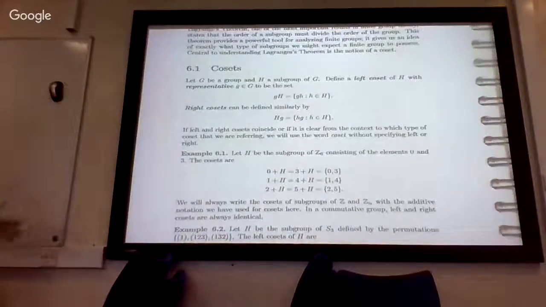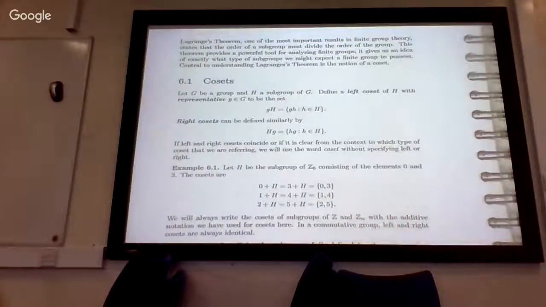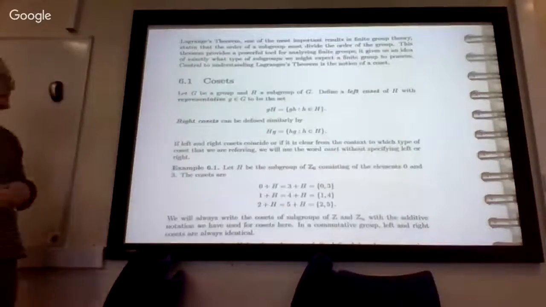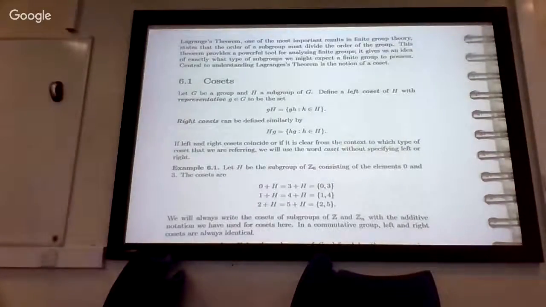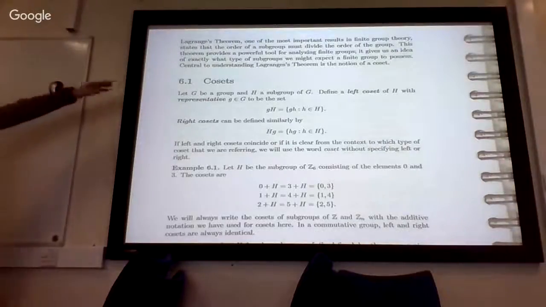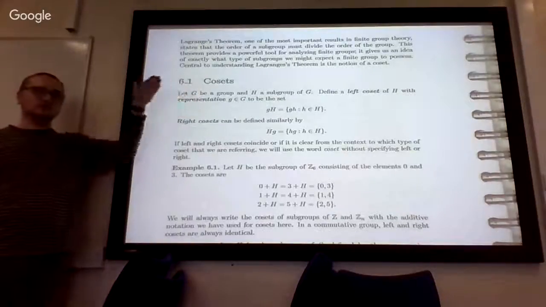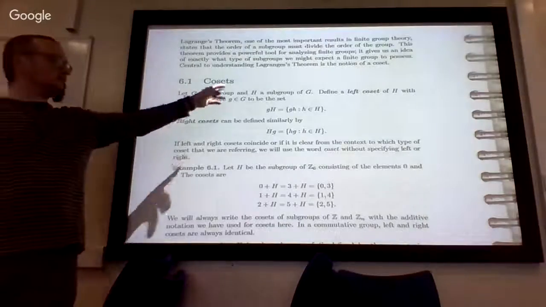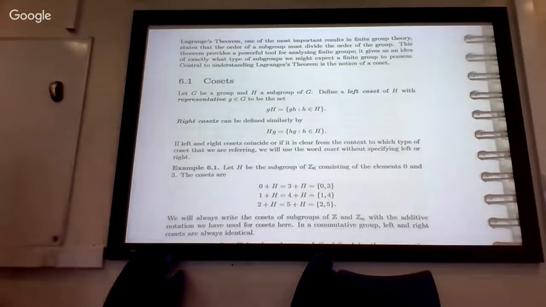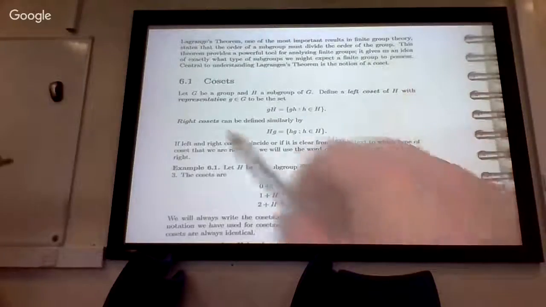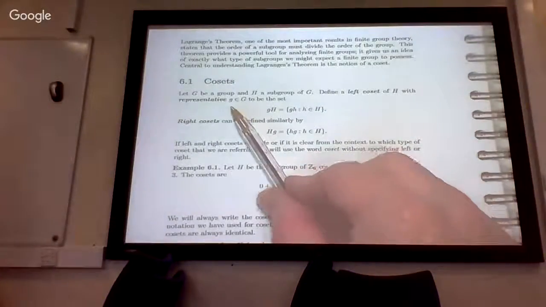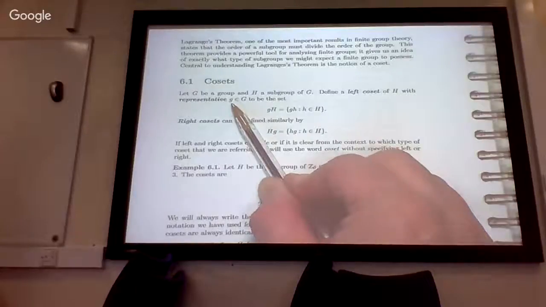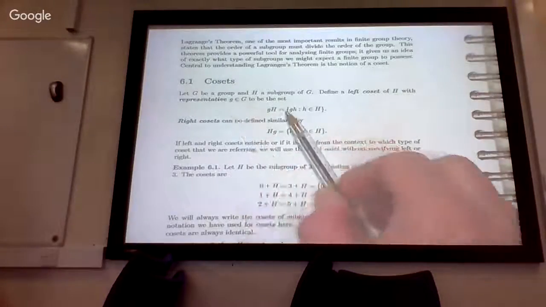Okay, so that's enough motivating explanation. Now we'll just dive straight into technical detail. So what is a coset? Well, they come in two sides, left cosets and right cosets. What we're starting with here is a group G with a subgroup H. So H is a subgroup of G. A left coset of H within the group G, made by a representative little g, is this subset.